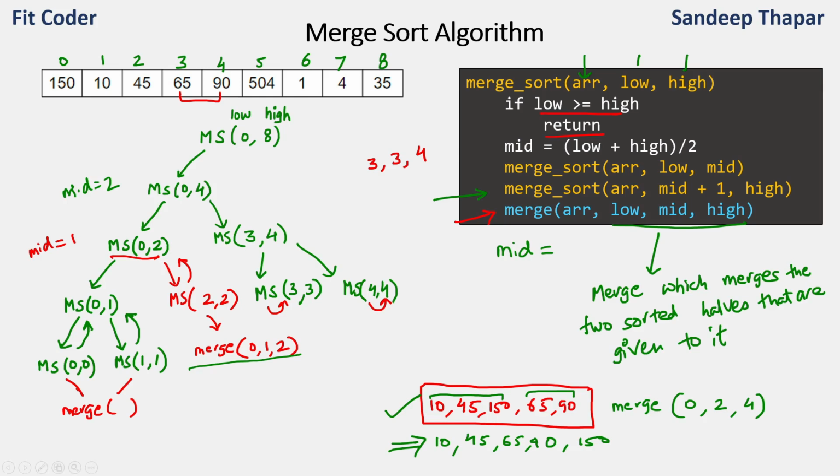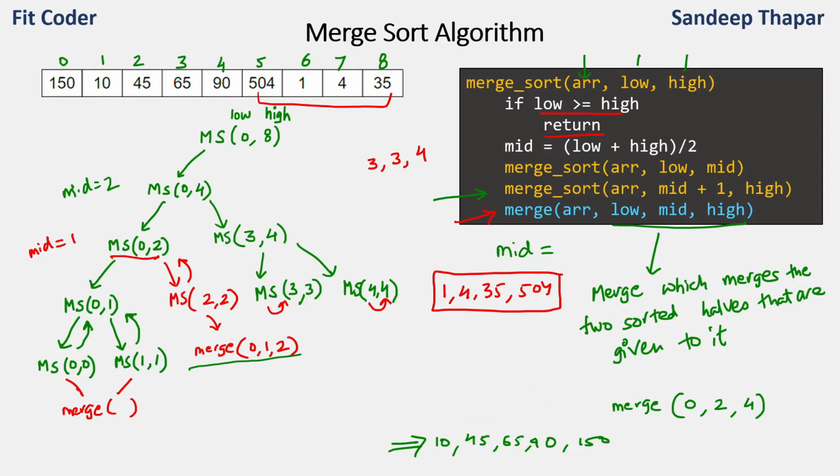Now we need to do the same operation for the second half. The second half contains 504, 1, 4, 35. When that is sorted, it will be 1, 4, 35 and 504. So now we have two halves of the array. The first half is 10, 45, 65, 90, 150 and the second half is 1, 4, 35, 504.